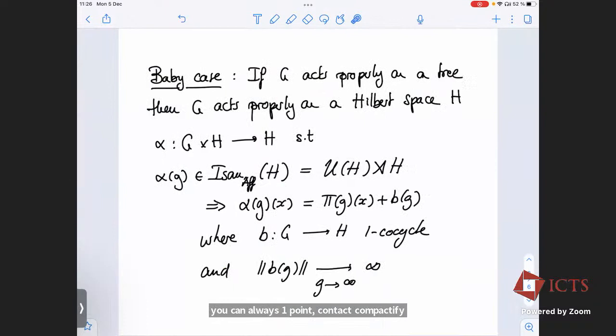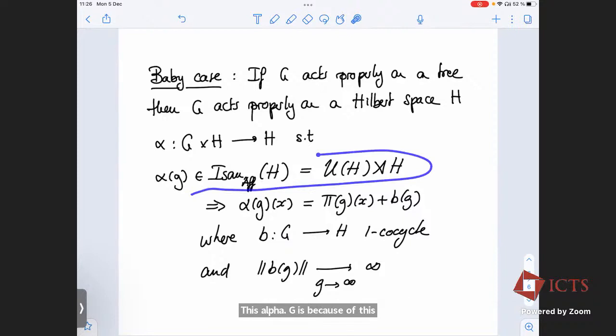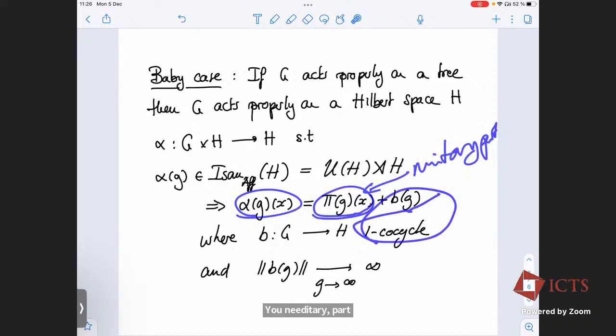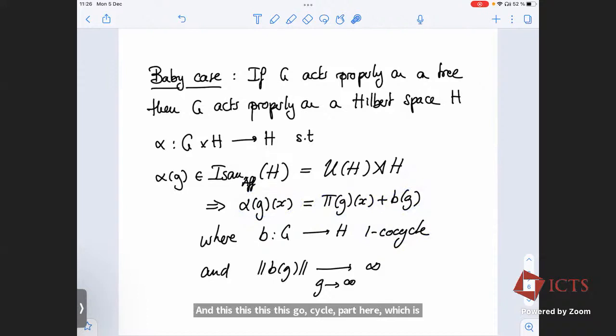Great. So in fact, this alpha G, because of this decomposition, you have that alpha G of x has a unitary part, which is here, and this cocycle part here. I wasn't planning on writing the formula first, because if I do it without preparing it, I'll get it wrong every other time. The only thing that you need to know about this cocycle is that it's what makes this thing an action. If you write it down and want alpha GH to be alpha G of alpha H, you're going to get the relation that b of G needs to satisfy. But b of G really is just a map from G to H, and you want the norm of it to go to infinity when G goes to infinity.